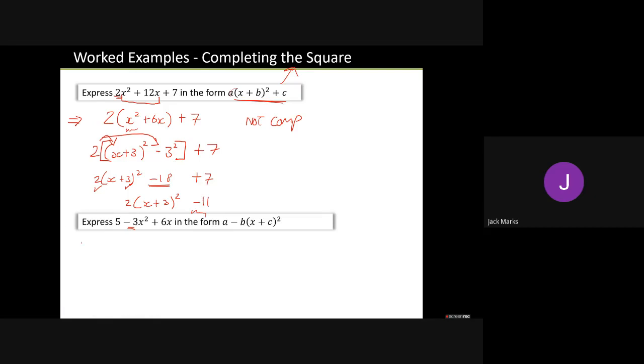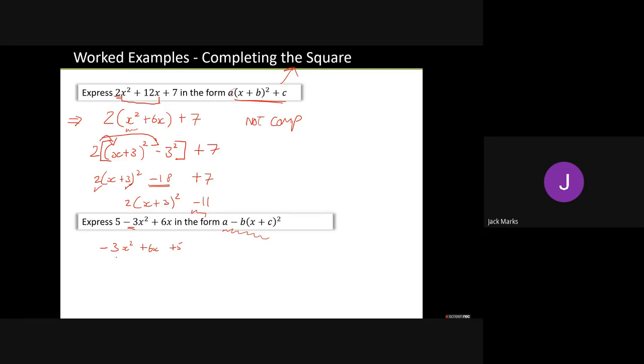Let's do one more. First step, I would write it so that the powers of x, the largest power, is at the front. As so, remember the positive 5 can just be written that way there. Okay, they want this in a slightly different format, but actually I'm going to do that at the end.